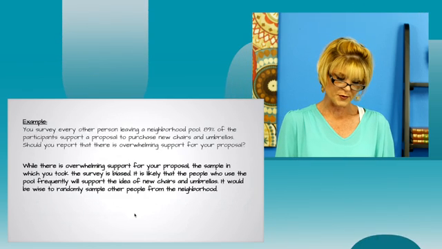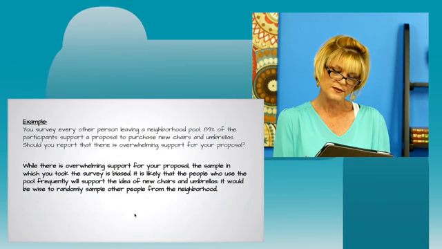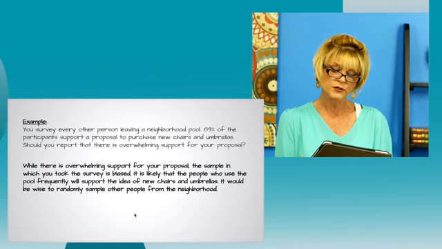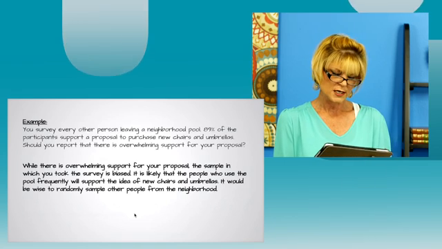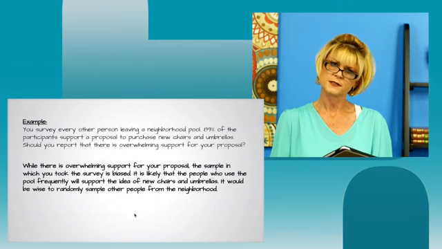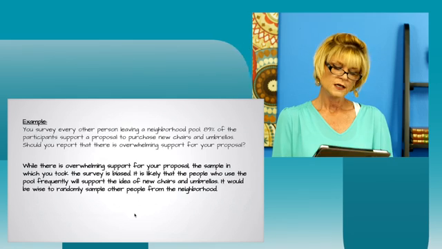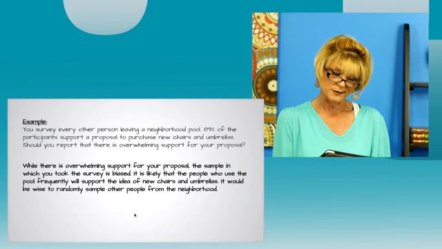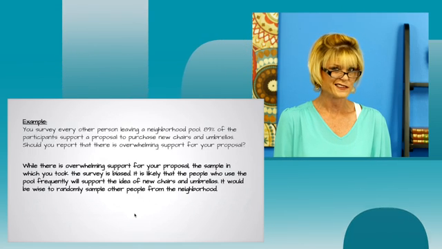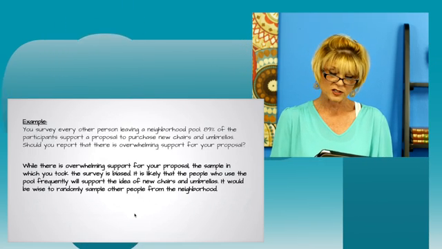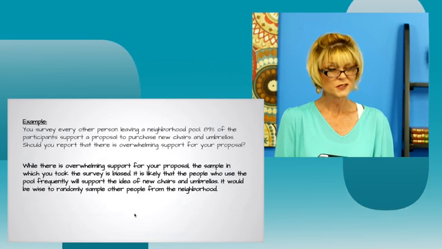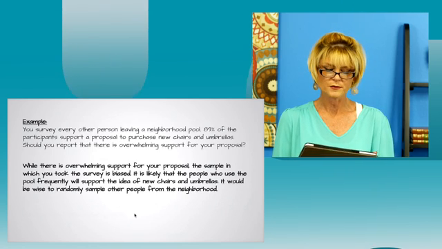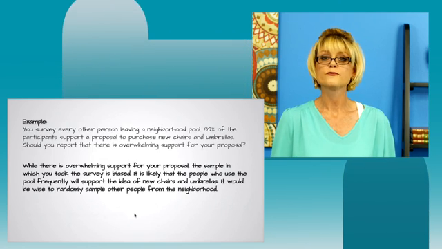Let's look at another example. You survey every other person leaving a neighborhood pool. 89% of the participants support a proposal to purchase new chairs and umbrellas. Should you report that there's overwhelming support for your proposal? Well, let's take a look at what it says here. While there's overwhelming support for your proposal, the sample in which you took the survey is biased. It's likely that the people who use the pool frequently will support the idea of new chairs and umbrellas, and it would be wise to randomly sample other people from the neighborhood.